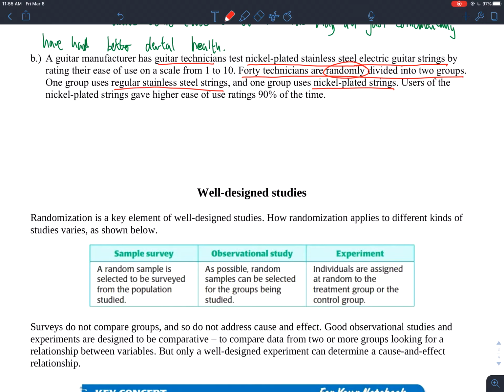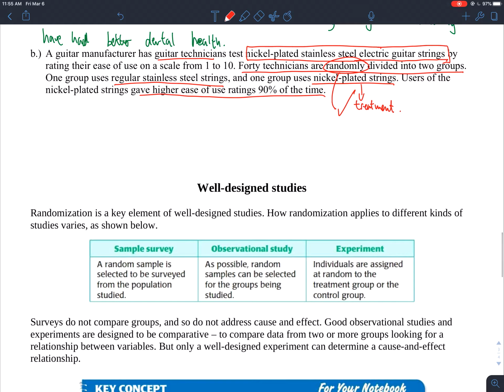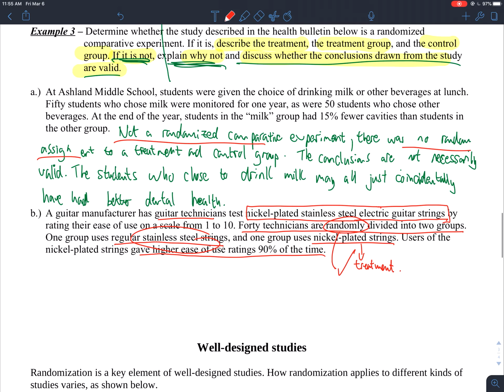Users of the nickel-plated strings gave higher ease of use ratings 90% of the time. Okay. So clearly we want to test nickel-plated stainless steel electric guitar strings. Okay, so this seems like a treatment that's being imposed. We have the word random, check, okay? So we have a treatment group, okay, that's good. Regular stainless steel, that would seem like a control group. They say that they were randomly assigned to 2 groups.